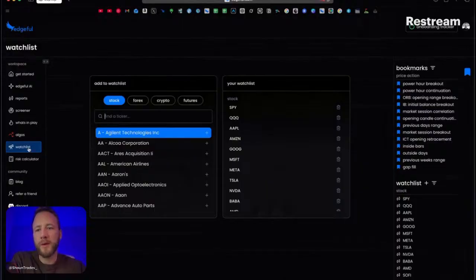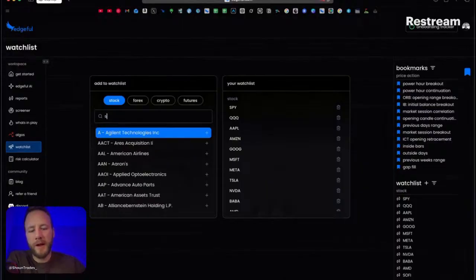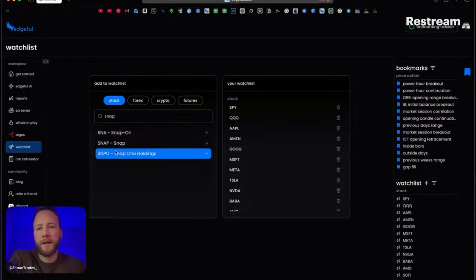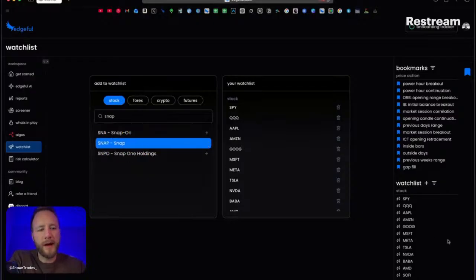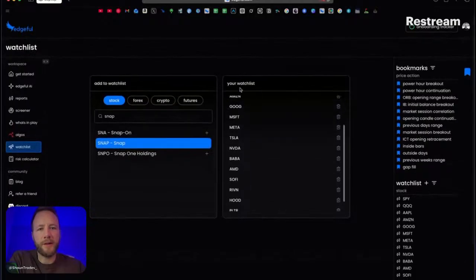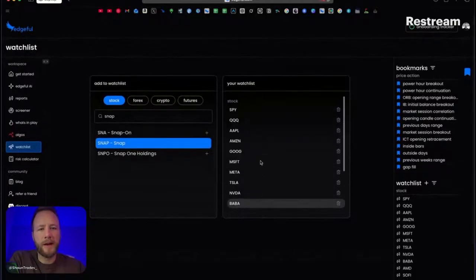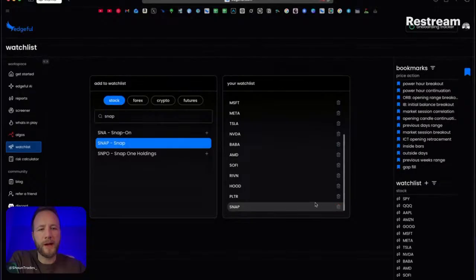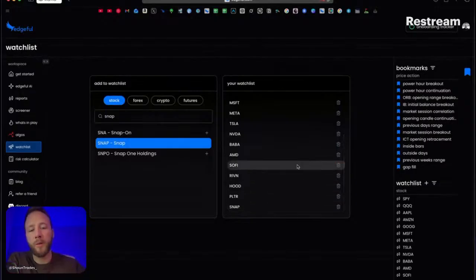And then obviously when you go to the watch list here, you can just type in Snap, and then just tap the little plus icon here, and what it does is add it down to the bottom right hand corner there for your watch list. Just as easily, you can scroll into this right sidebar here and click the bin to get rid of Snap. I want to keep Snap, why not?